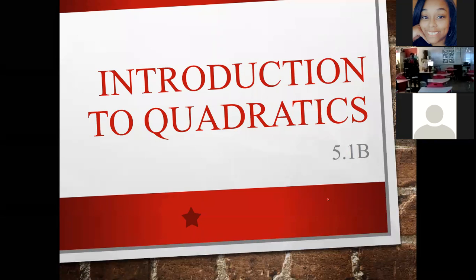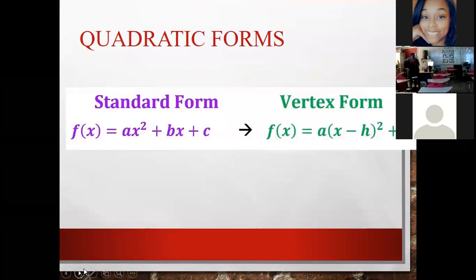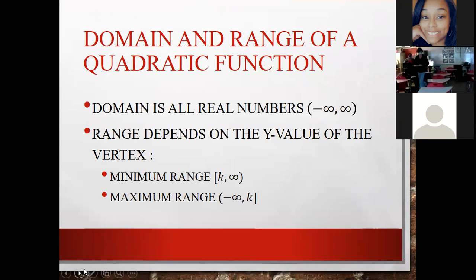All right, so 5.1b. We're gonna be using our two forms. So we have our quadratic and our two quadratic forms, standard and vertex. And we're gonna talk about how to evaluate whether you're in either one, okay? So same forms from yesterday, because that's all we have. So we're gonna really go over the domain and range of a quadratic function, okay?